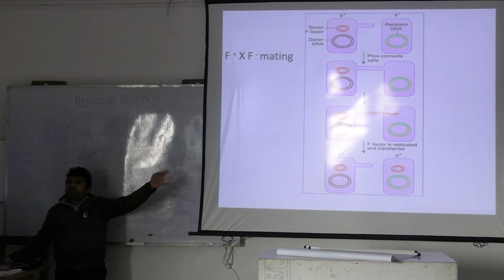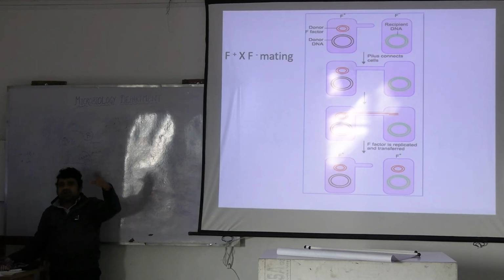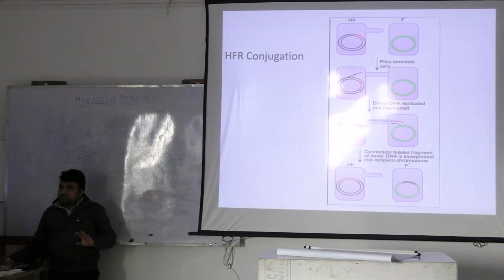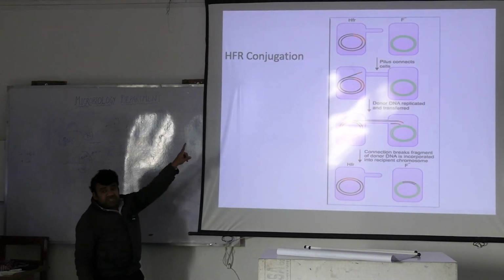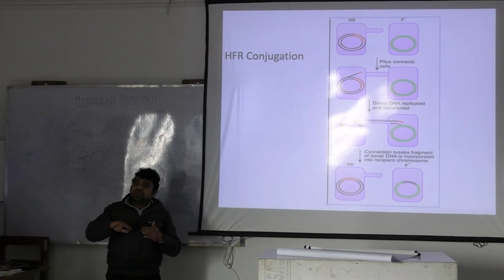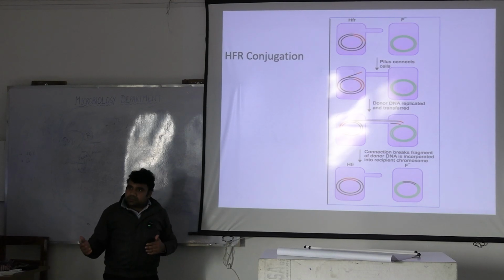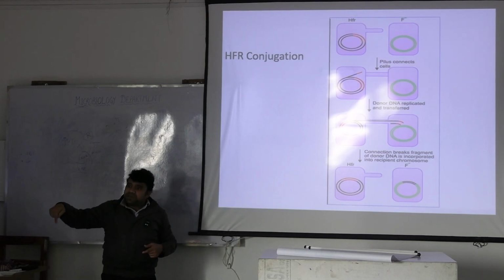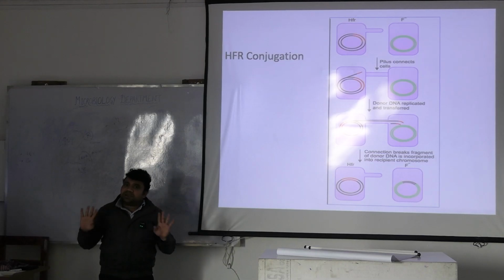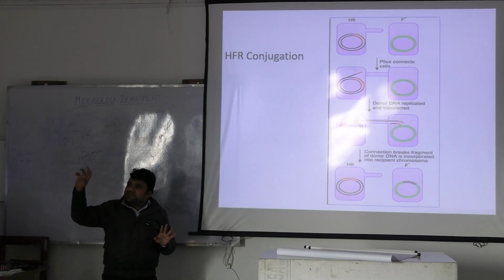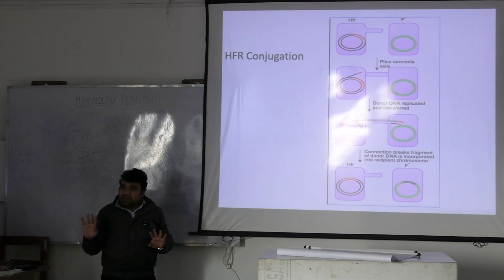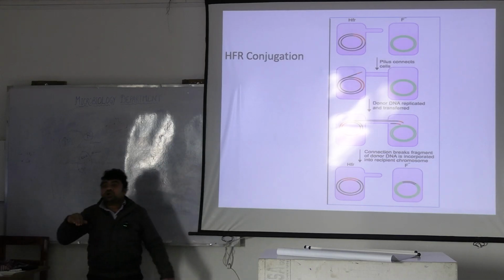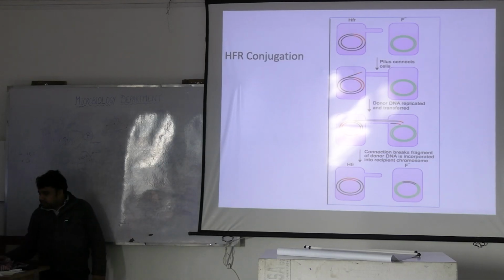when they got the plasmid, both became F plus. F plus means the plasmid is present, whatever may be the coding for the plasmid. Here, HFR has the ability to donate the chromosomal DNA, and that DNA gets integrated into the recipient DNA, but it still remains F minus. F minus means no F factor plasmid, and it does not acquire the ability to donate the chromosomal DNA.